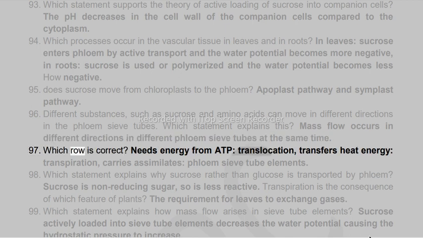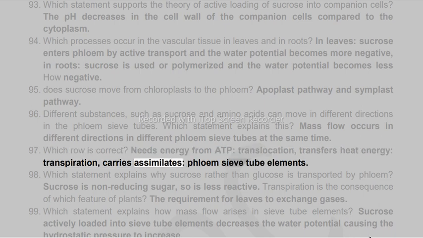97. Which row is correct? Needs energy from ATP, translocation, carries assimilates, phloem sieve tube elements.